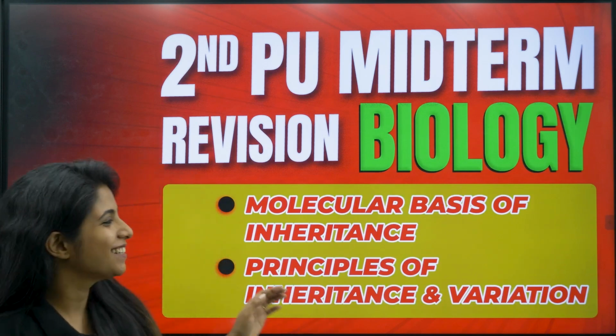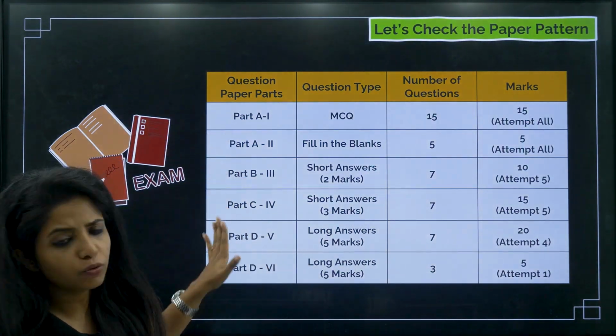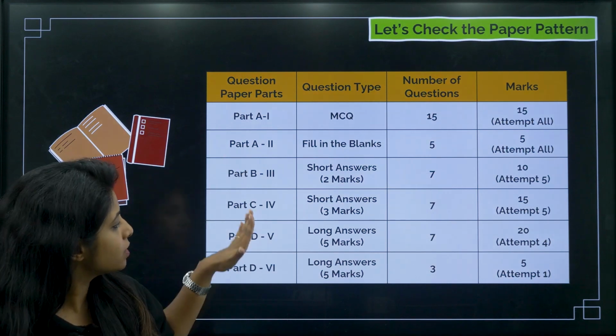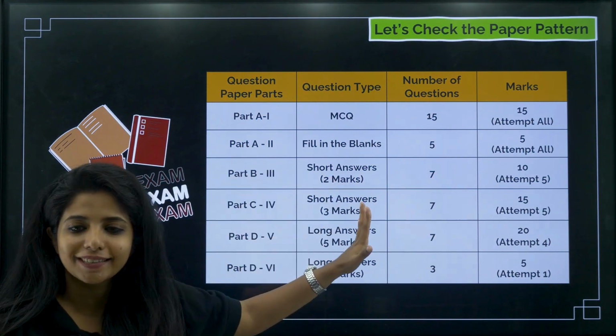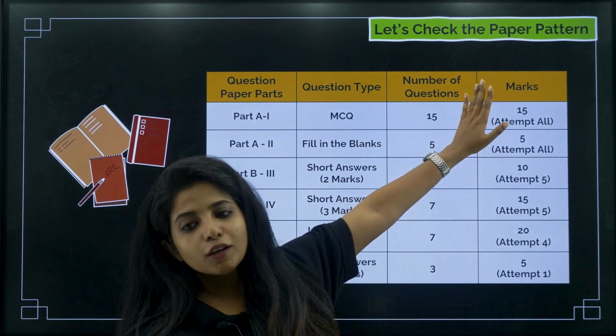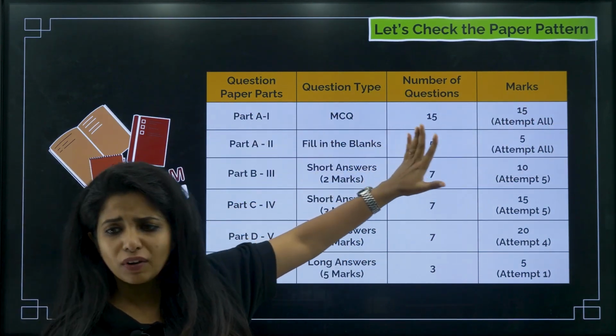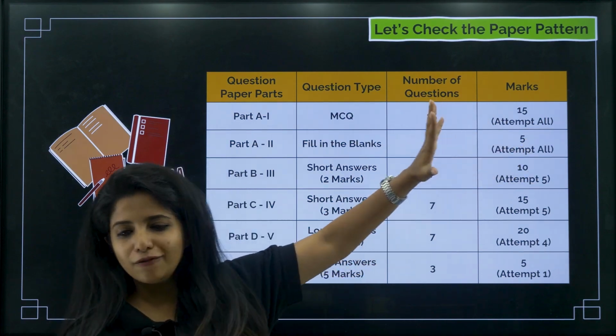Now let's see the question paper pattern. Children, your paper is divided into 6 parts. A has 2 parts, D has 2 parts, the rest are single. A1 has MCQ questions, 15 of them. If you attempt them all correctly, you get 15 marks. Part A2 has fill in the blanks, 5 questions, 5 marks.